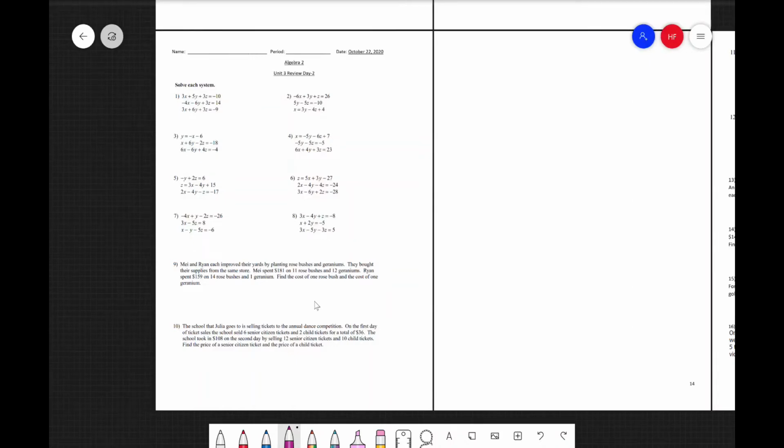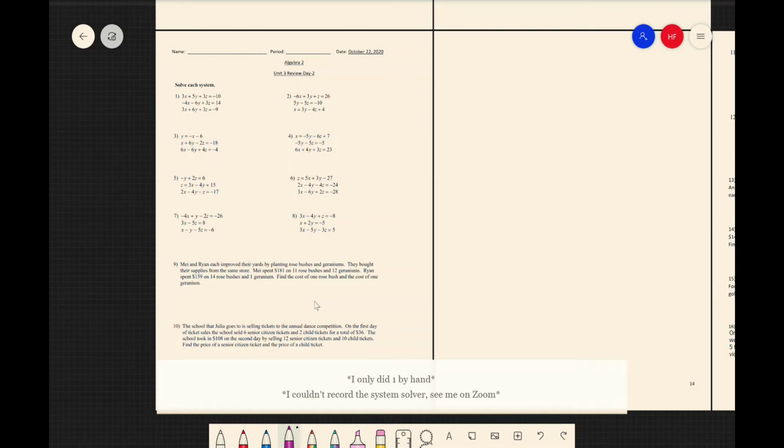All right, last day of reviewing systems. So today we're doing our three variable systems. We got three variables, we have three equations. So this is our x, y, and z.